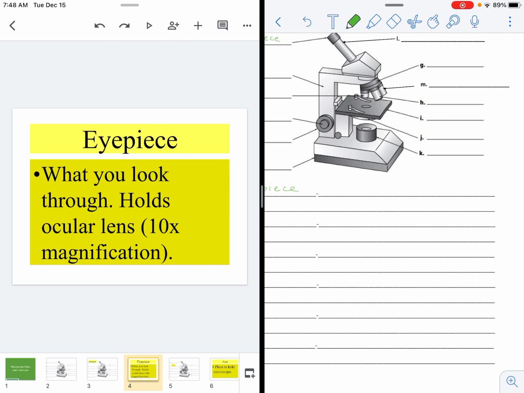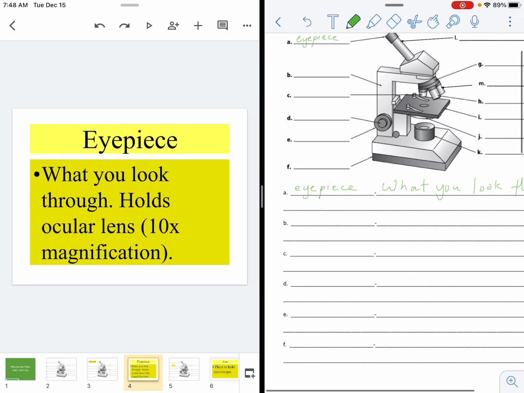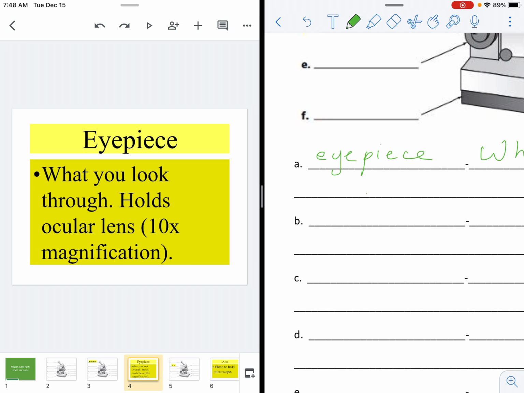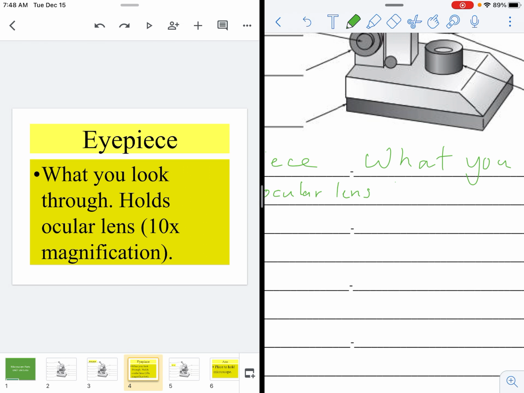And the function that I've got for you. And it holds what's called the ocular lens. There are two lenses in this microscope, and one of them is found in the eyepiece. And it magnifies things 10 times.